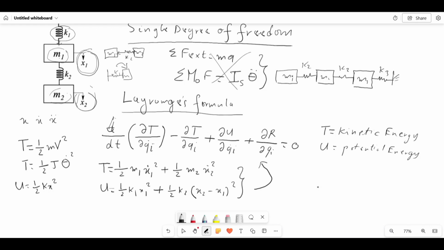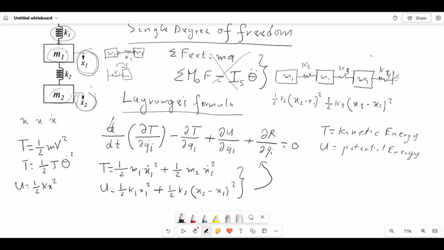Look what's happening. If I have to write the potential energy of K2 here, I will have half K2 displacement of x2 minus x1 squared. If I have to write the potential energy of K3 here, I will have half K3 displacement x3, which is the displacement of mass 3, minus x2 squared.